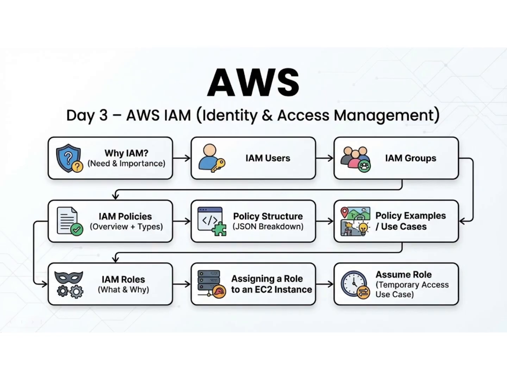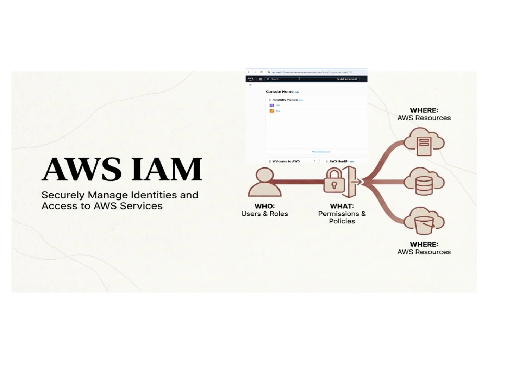We'll mainly be learning why IAM, which we already covered. Next, what is an IAM user? Next, what is an IAM group? We'll also touch upon what is a policy, then what is a policy structure, and how does a policy structure look like. We'll go through a couple of use cases like how to write a custom policy. Then we will understand what is an IAM role, and then what is a use case of IAM roles. So let's begin.